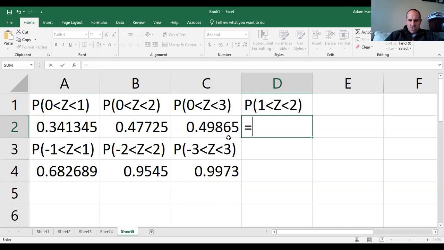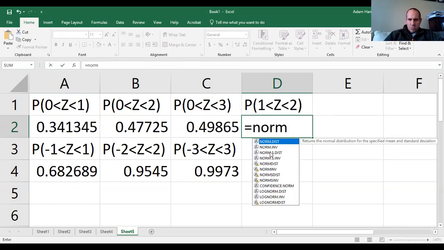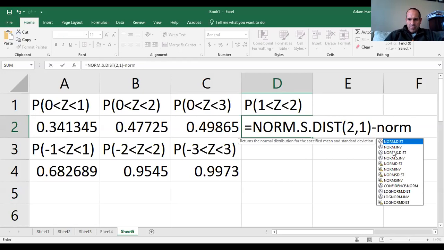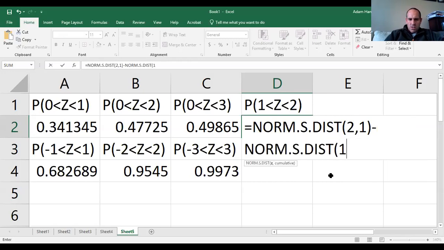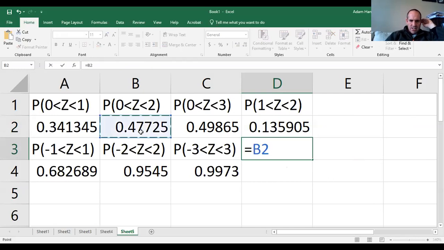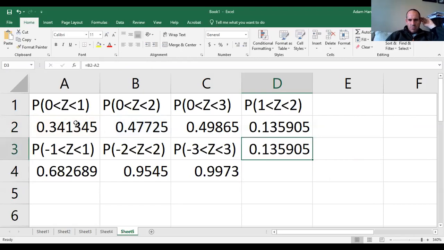So it'll be NORM.S.DIST 2, cumulative yes, minus NORM.S.DIST 1, 1. And I get that. Just to check ourselves, it should be equal to this guy minus this guy, and it is. Just to make sure we're on the right page.